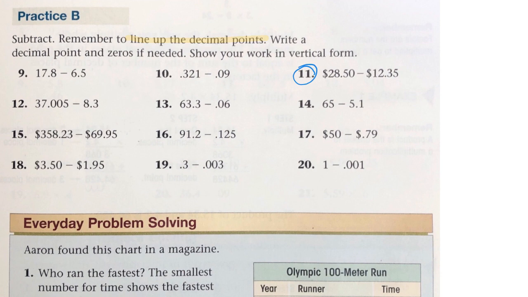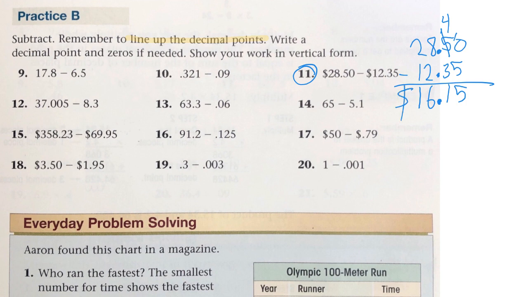So $28.50, take away $12.35. Well, we can't take 5 from 0, so we regroup and get 5. We can take 3 from 4 and get 1. Take 2 from 8 and get 6. Take 1 from 2 and get 1. Now bring down the decimal, and the answer is $16.15.